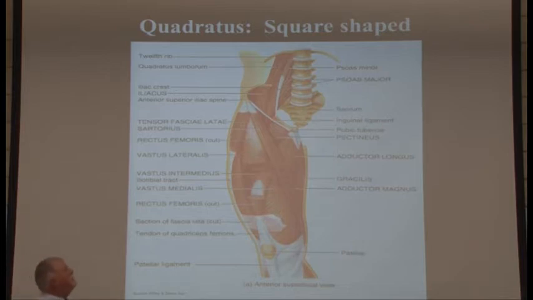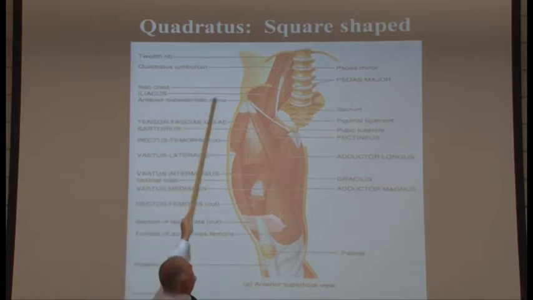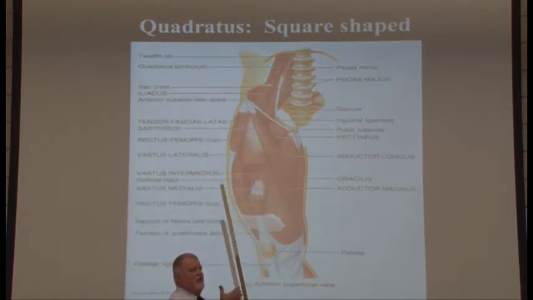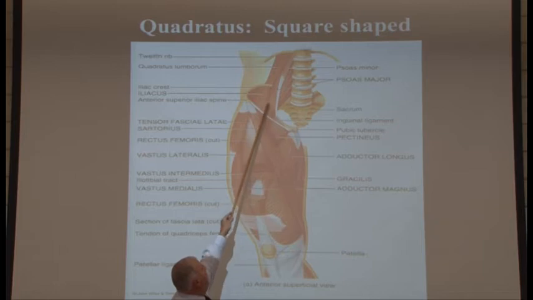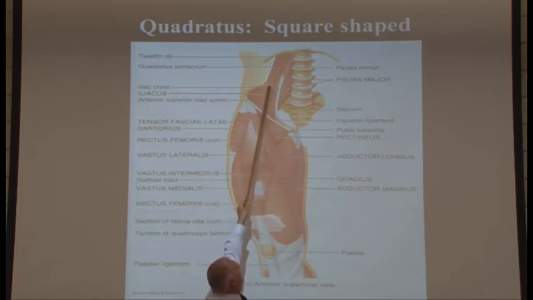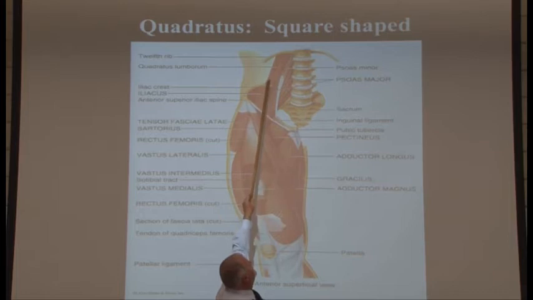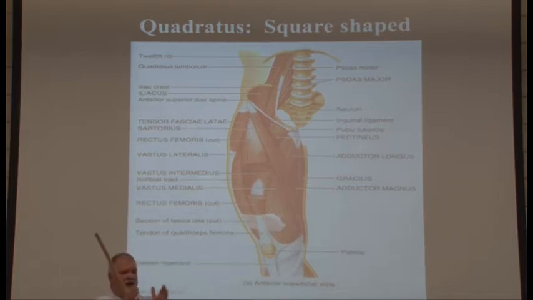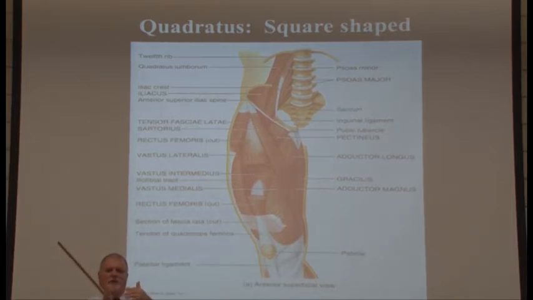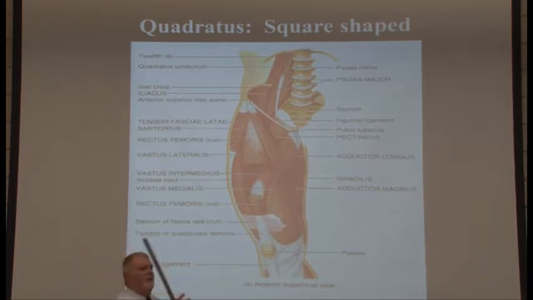Then quadratus is square. So we incorporate the word quadratus lumborum. And it's a muscle that's one of the deepest back muscles. So it's actually easier to see by looking from the anterior part of the body through the abdominal cavity, which is what we're doing here. And it comes off the iliac crest right here and goes up to the 12th rib. So it's very rectangular in shape. So quadratus, because of its four-sided rectangular pattern, and then lumborum, because it crosses the lumbar region from the iliac crest to the 12th rib.